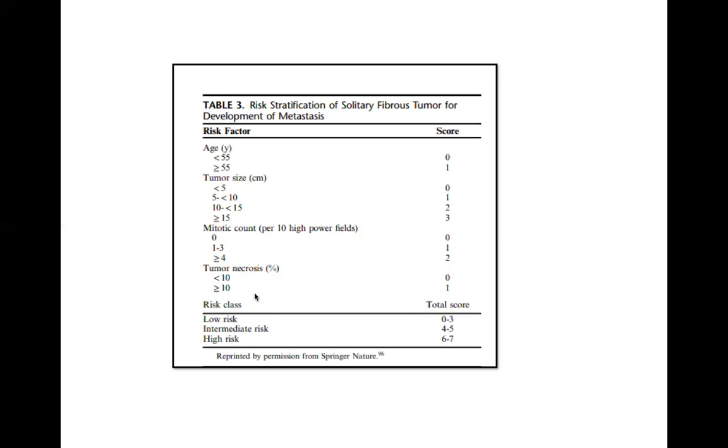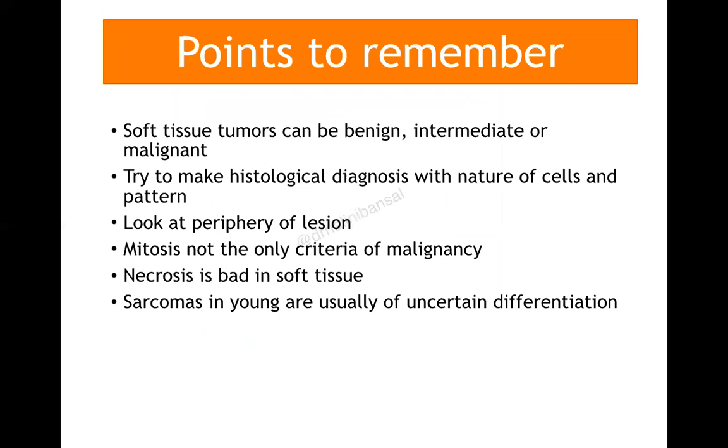So this risk stratification has been recently described, and so much development has come in SFTs because their nature is very unpredictable. It was not clear which of these tumors are going to recur and which are going to metastasize. That is why this risk stratification has come up for SFTs, and now we also have a new marker for SFTs, and that is STAT6. So with this, we wind up this extensive chapter of soft tissue pathology.